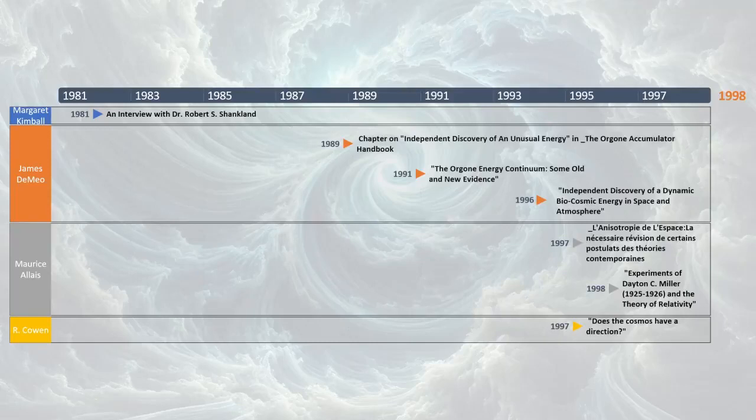James DeMeo, 1989, chapter on independent discovery of an unusual energy. Again, that's leading to the ether and the ether wind and its effect on the speed of light. And again, a couple of years later, here's the Orgone Energy Continuum, some old and new evidence. Of course, he also went with the independent discovery of dynamic biocosmic energy in space and atmosphere.